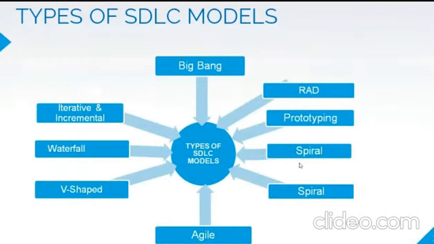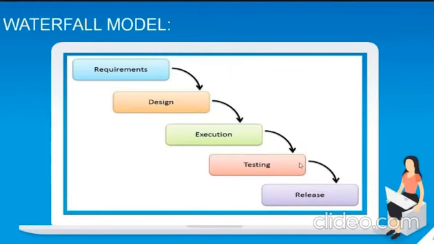Generally, as you can see on the screen, there are different types of SDLC models like waterfall model, iterative and incremental model, V-shaped model, Big Bang model, RAD model, which is nothing but rapid application development, prototyping model, spiral model, and agile model. Now we are going to discuss the waterfall model.